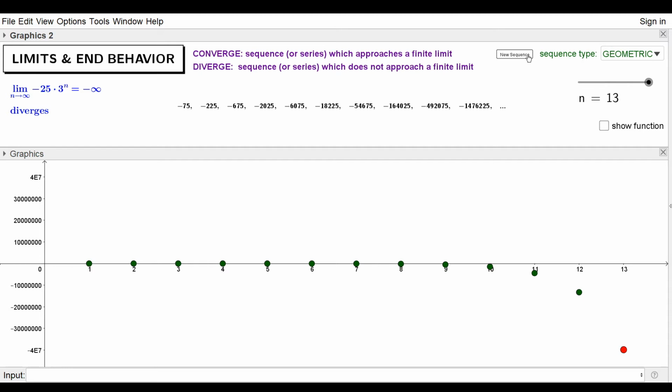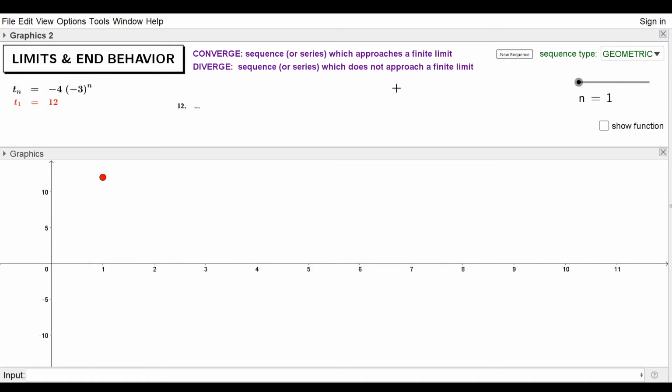There is another type of divergent sequence where we can't write the limit as infinity or negative infinity. Let's take a look at it. Here we have the sequence negative 4 times negative 3 raised to the n. If we plug in the value of n equals 1, we get 12. But if we plug in the value of 2, we're going to get negative 4 times negative 3 squared. Now, negative 3 squared is 9, so negative 4 times 9 is negative 36. We've gone from having a positive value to a negative value. If you realize that negative 3 is your common ratio, we just take negative 36 times negative 3, and we're back to the positive side at 108.